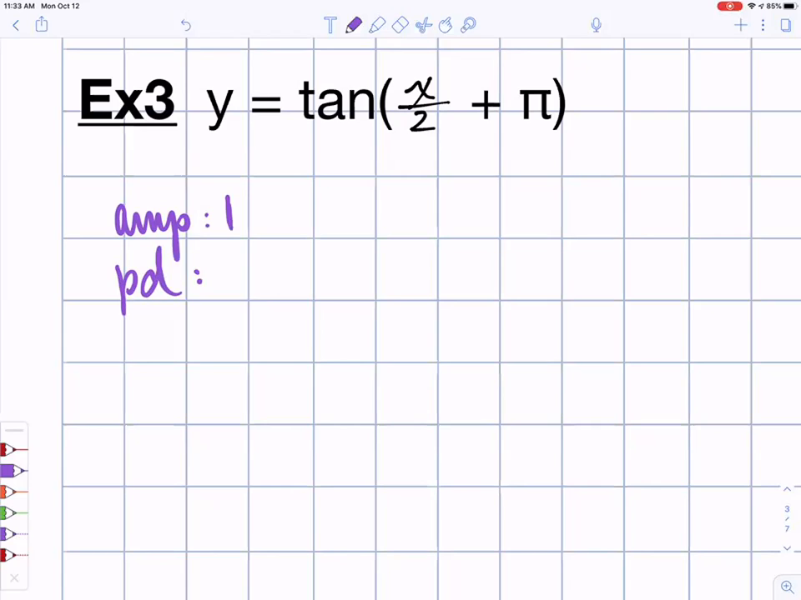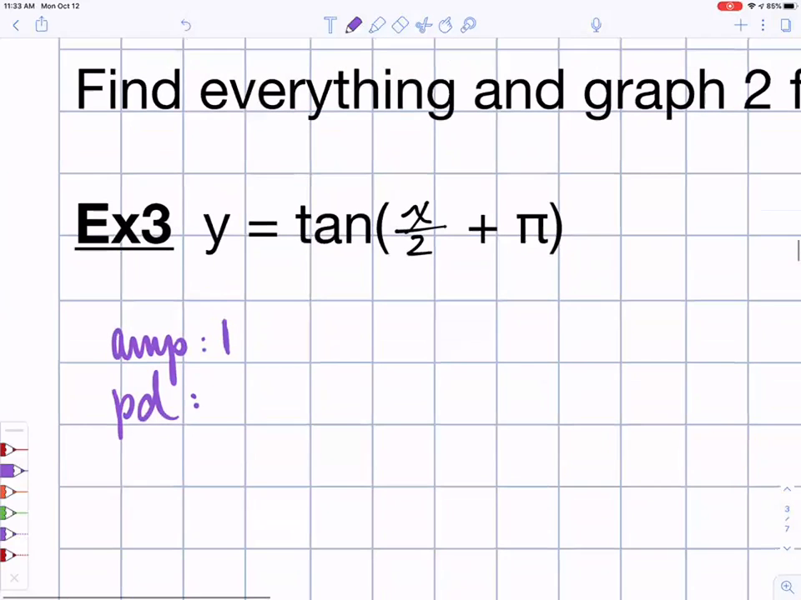Okay, Aaliyah, why would you say it's 2 pi? Where do you get 1/2 from? Yeah, this is the same thing as 1/2 times x. So our b value is 1/2. And remember, this is the formula that's changed. It's pi over b, not 2 pi over b. So it's going to be pi over 1/2. Invert and multiply, so that's going to be 2 pi.